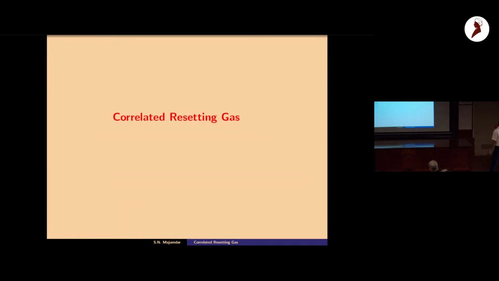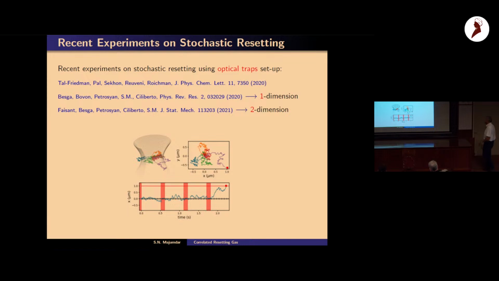All right. So this is motivated by recent experiments. These are optical trap experiments. The first one I mentioned already, from Yael Roichman's group in Tel Aviv, and the second one is from Sergio Ciliberto's group at École Normale in Lyon. I was involved with their experiments, so I'll talk more or less about this system here.